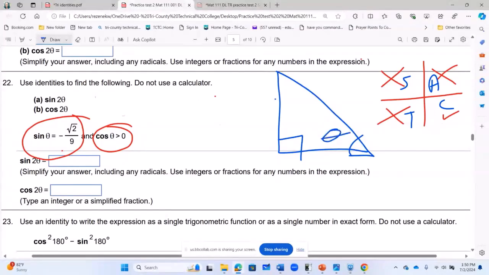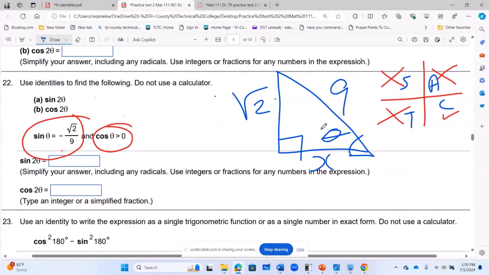I like using a right triangle, but you can use something else if you like. So the clue I have is that sine theta is negative root 2 over 9, opposite to theta root 2 over hypotenuse. Don't worry about negative. I already know that this angle is in the fourth quadrant, so don't worry about negative. All I need to find is the missing side. If I find the missing side, the work is done because I can find the cosine.